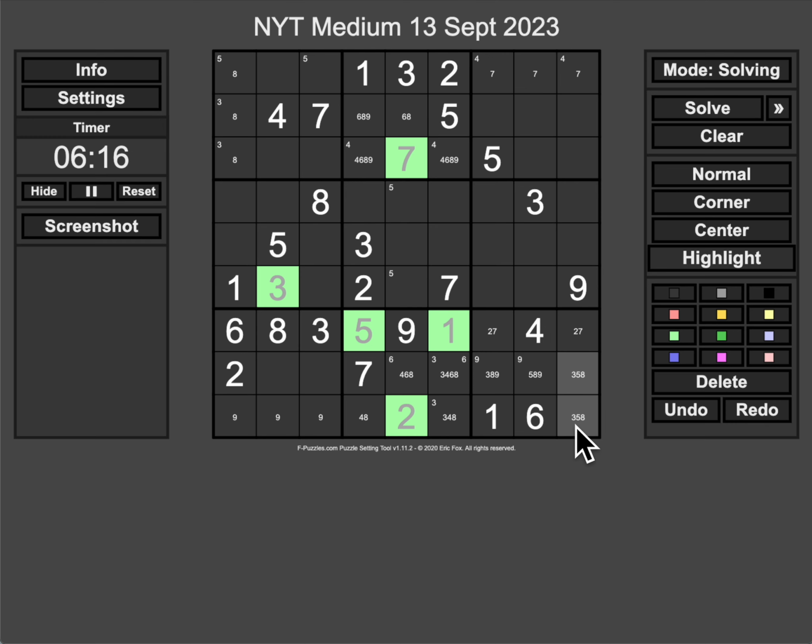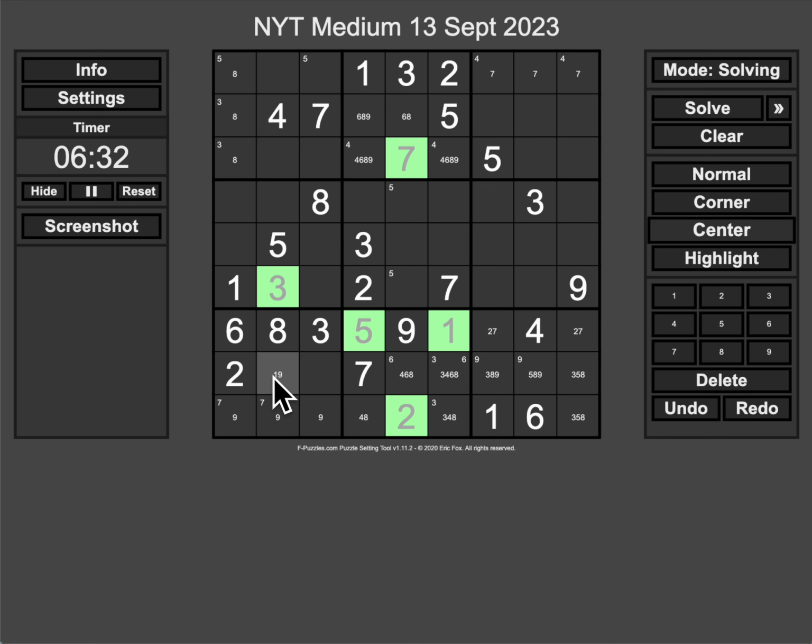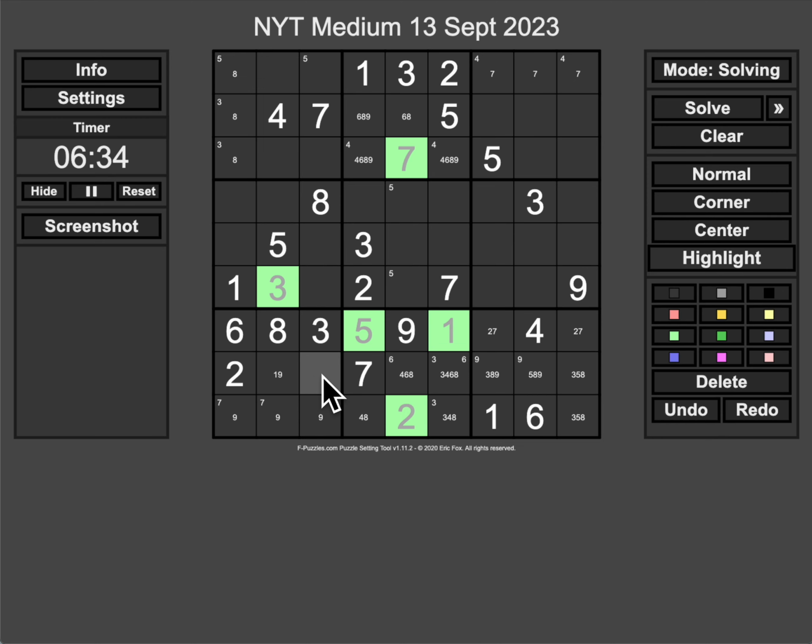Box 7, I have 2, 3, 6, and 8. I need 1, 4, 5, 7, and 9. And these can't be 7s, and that can't be 7, so 7's on one of these two. This sees 4, 5, and 7. This is 1 or 9. This one for 5 or 9. This one can't be 1. But very much could be 4, 5, 7. Or 9.